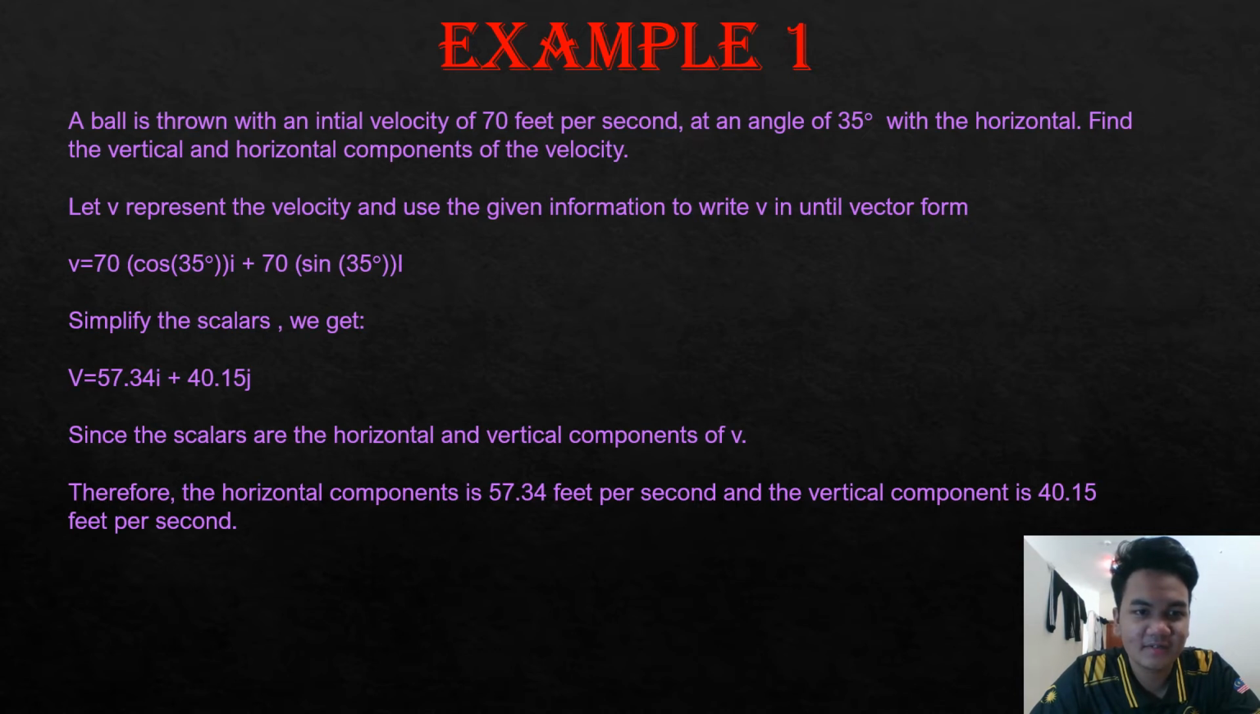Simplify the scalars we get. V sama dengan 57.34 i tambah 40.15 j. Since the scalars are the horizontal and vertical component of V, therefore the horizontal component is 57.34 feet per second and the vertical component is 40.15 feet per second.